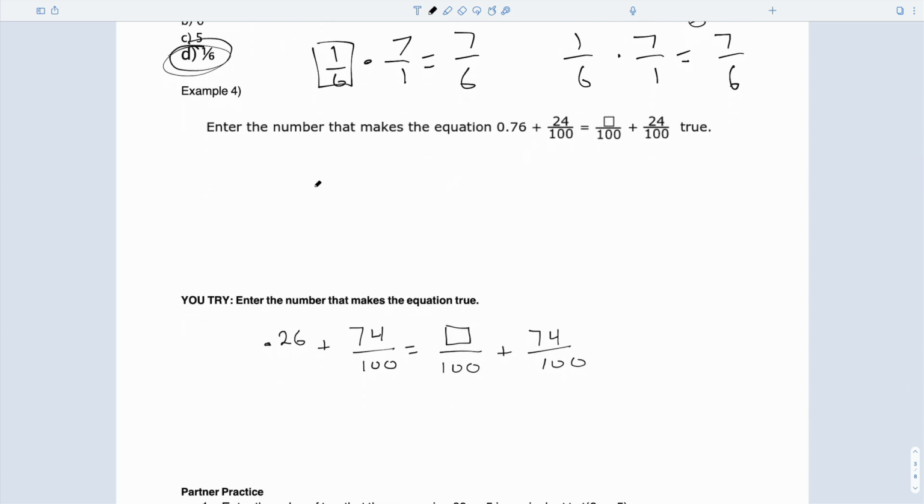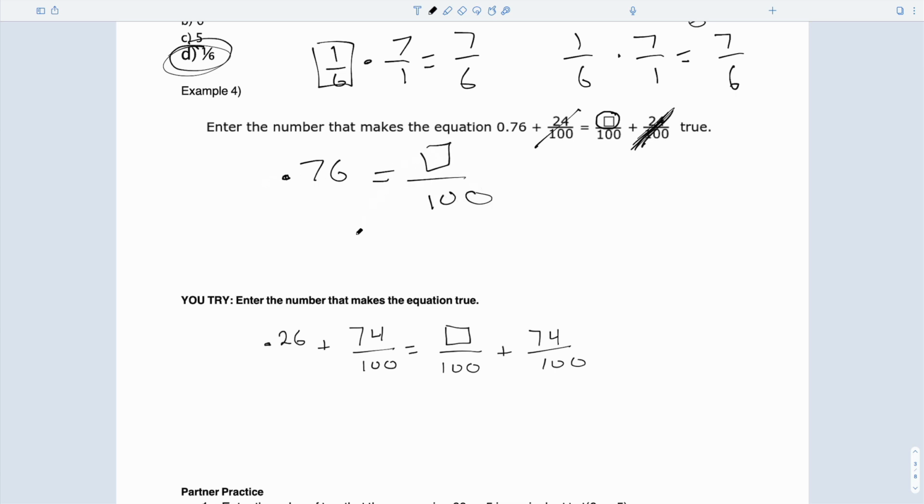Okay. Last example. This one's slightly different, but it matches what you did on Quizlet today. And because we practiced that, it should be pretty easy. It says to enter the number that makes the equation 0.76 plus 24 hundredths equals some mystery number over 100 plus 24 hundredths true. What can I cancel from Tuesday's lesson to make this equation easier? Elliot. Can you cancel the 24 hundredths? Oh, you're looking at you try. Sorry. Go up to example 4. Yeah, because they happen on the same side of the equal sign, you're going to cross them out and rewrite this thing.